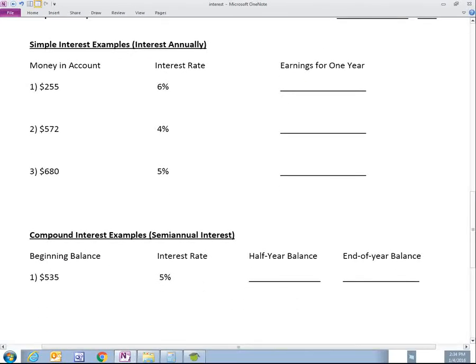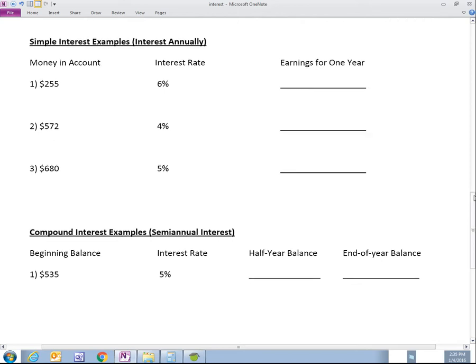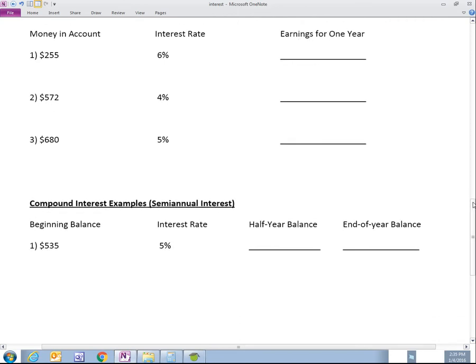Simple interest compounded annually. We got to zip through these. Whenever you see these things, I want you to right away find the percentage as a decimal. So right now I want you to go through all these and make each one a decimal. Do that right now.